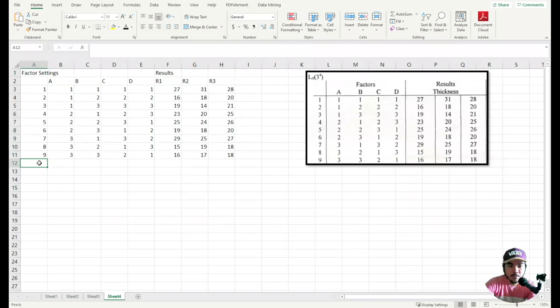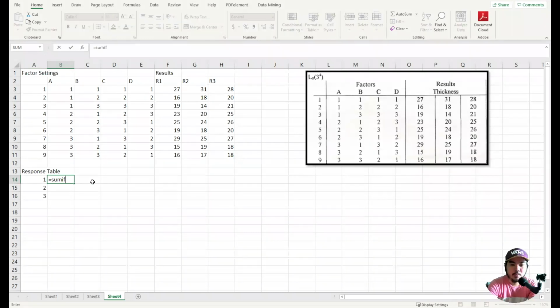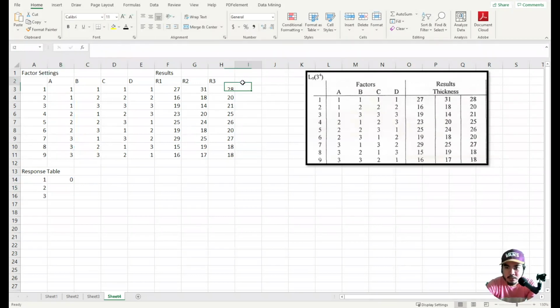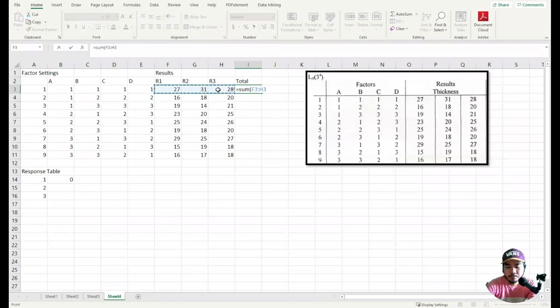So what we do is build the response table. Let's set the levels: that's 1, 2, and 3. We'll do equals sum if this level is equal to these settings. Then our sum range is here. We need to put it here because we need the totals first. And total sum. Okay?